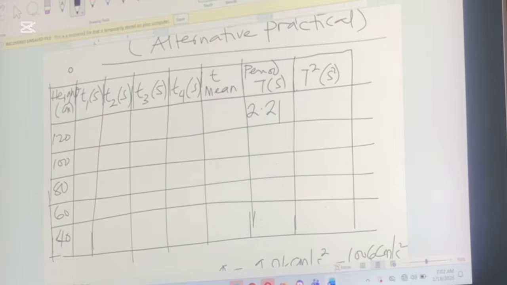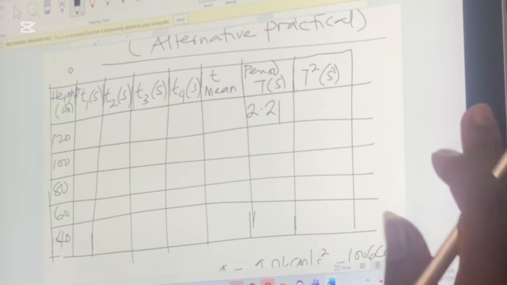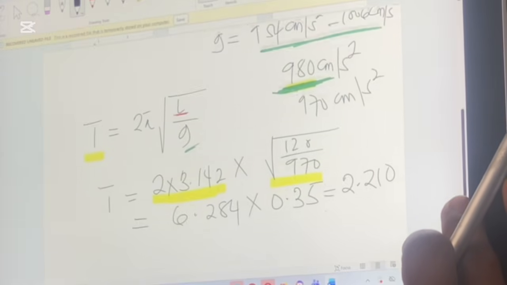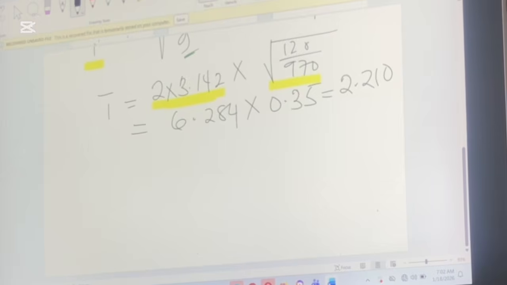So we write 2.21. In your table we approximate the values to 2 decimal places. Please take note. In your table we use 2 decimal places, but if the lab attendant instructs you to use a specific decimal place, you can use that. But in standard practice, if it's practical, we use 2 decimal places. Please take note of that.